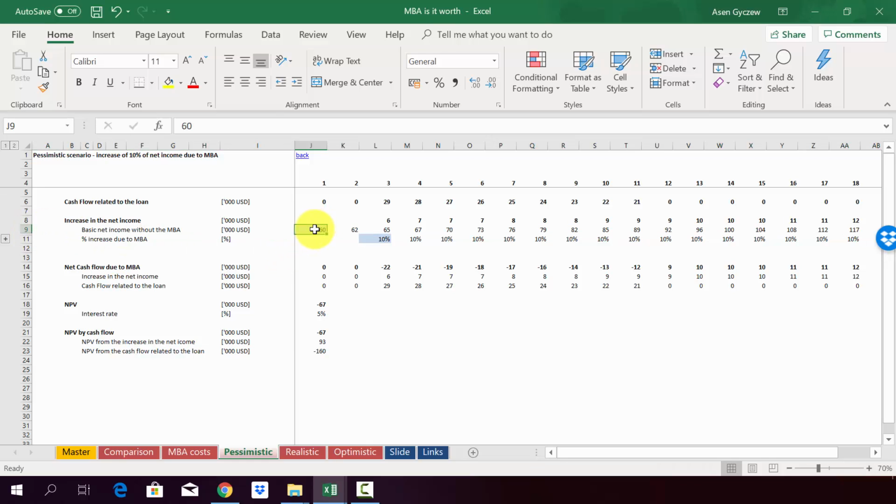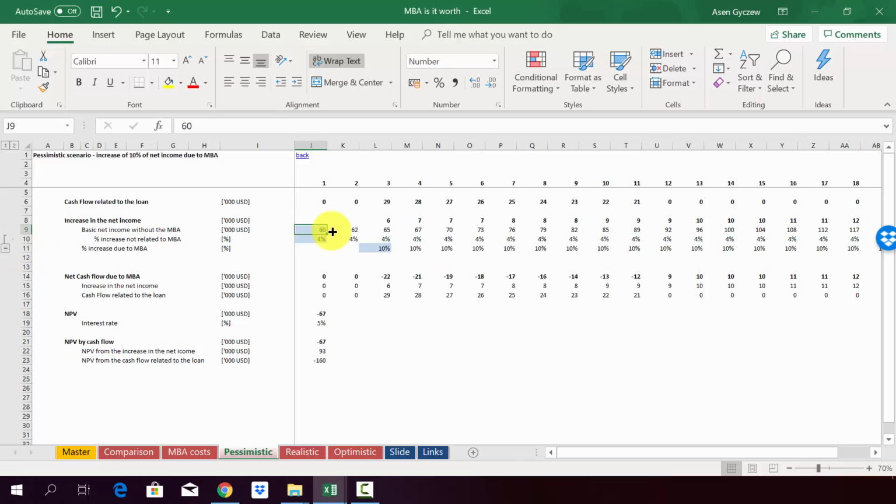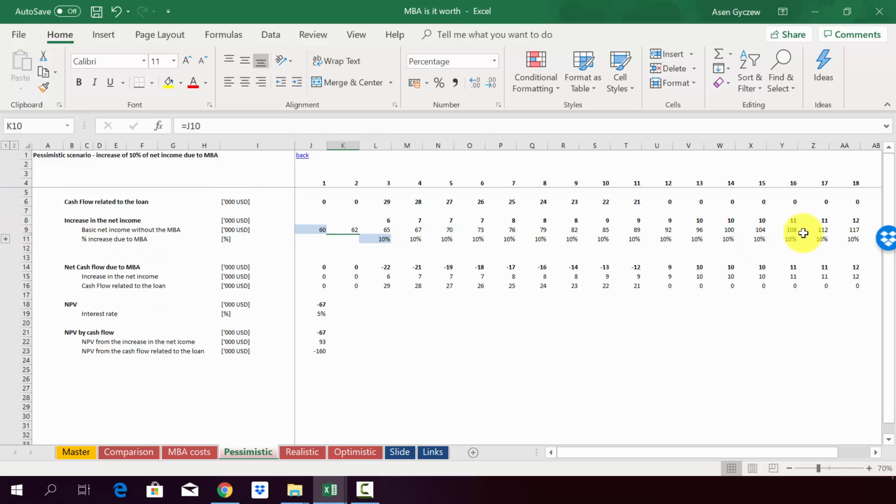So we have the starting point of 60,000 in J9, and then we have assumed ongoing growth of 4% every year. So as you can see, the basic income, even without the MBA, goes in year 18 almost up to $120,000. And obviously, therefore, the increase in net income goes up from 6 to almost 12K. Because we assumed, obviously, for each and every period that 10% is what we can attribute to having the MBA.